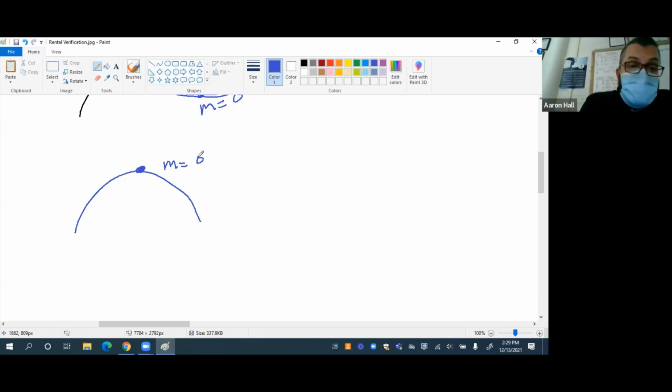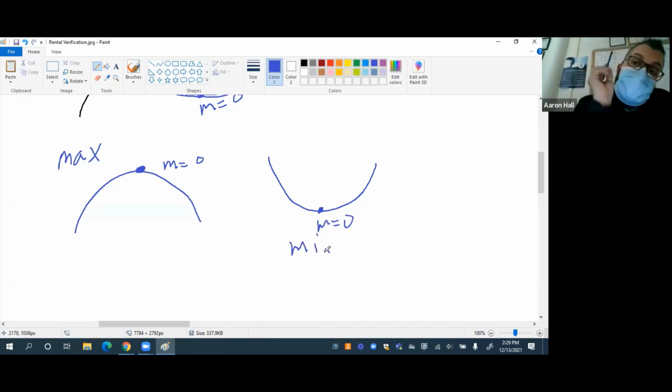It's a maximum. Yeah, this is our maximum point. That gives me a max. If I have something like this, what does that tell me? If my slope here is 0, that would tell me I have a minimum. Now let's look at this relationship too.